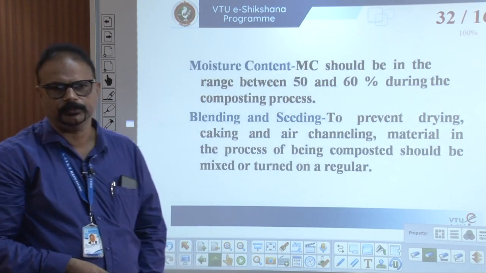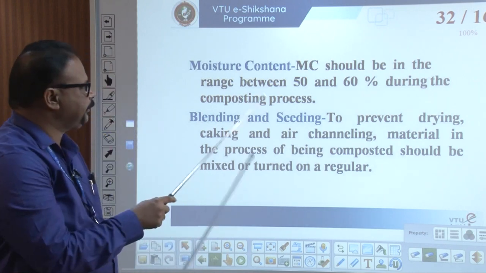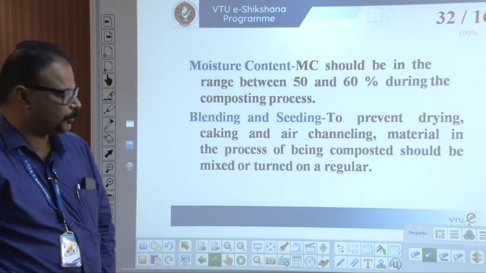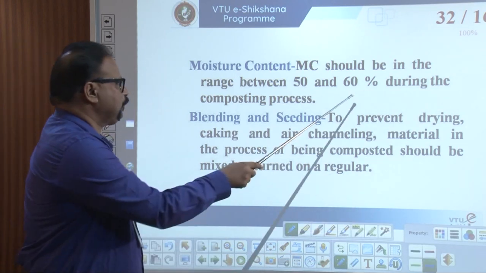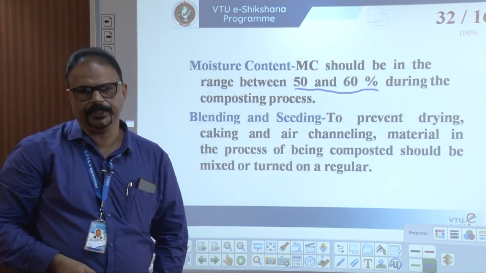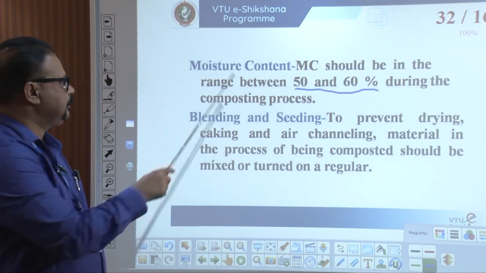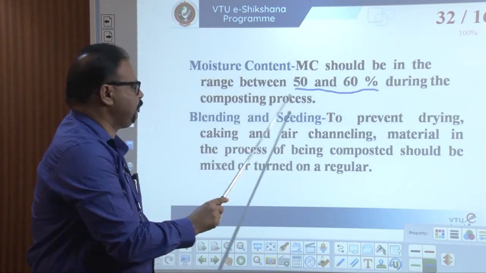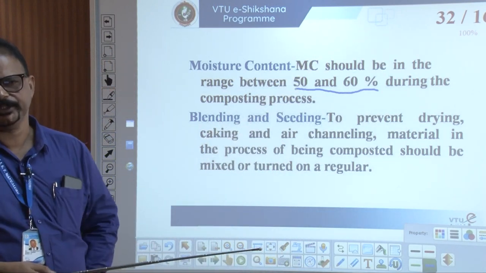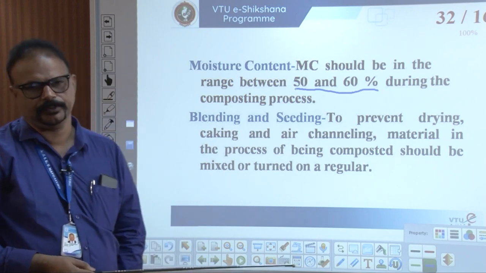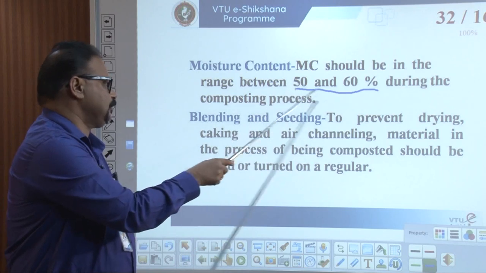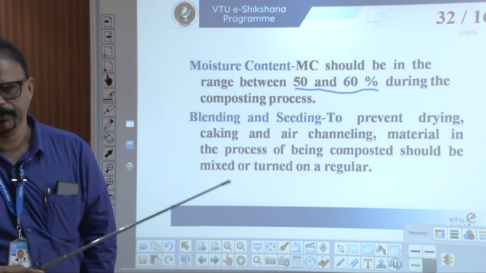Moisture content. Already I told, moisture content should range between 50% to 60% during the composting process. Very important. We have to maintain 50% to 60% moisture content in the composting process. More than that, no. In between that range.